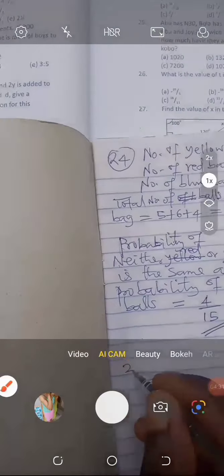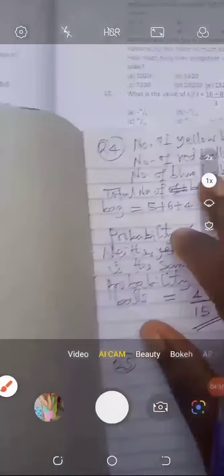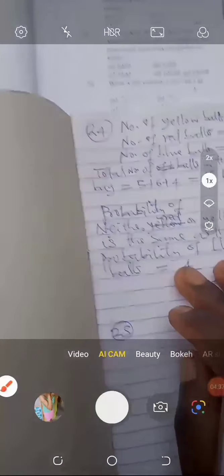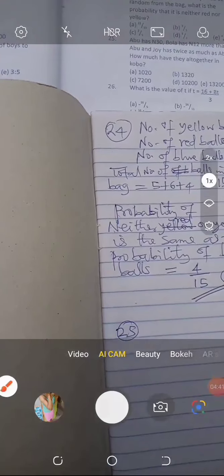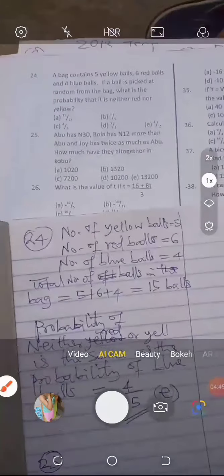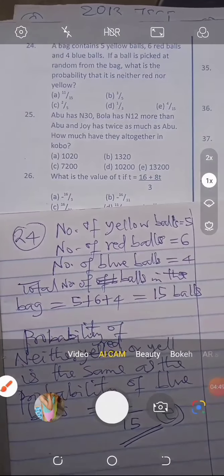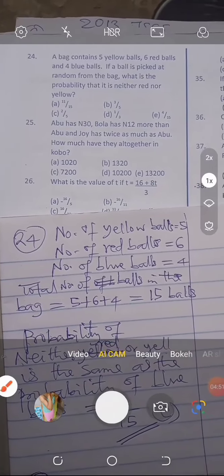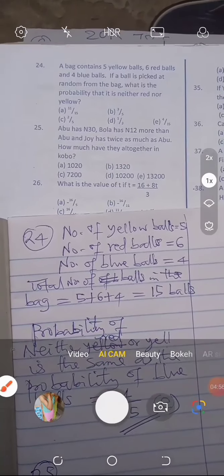So question number 25 quickly. 25 said, Abu has 30 naira, Bola has 12 naira more than Abu, and Joy has thrice as much as Abu. How much have they all together in Kobo?